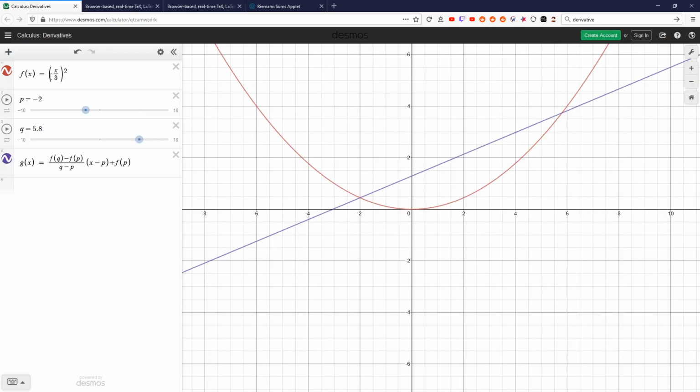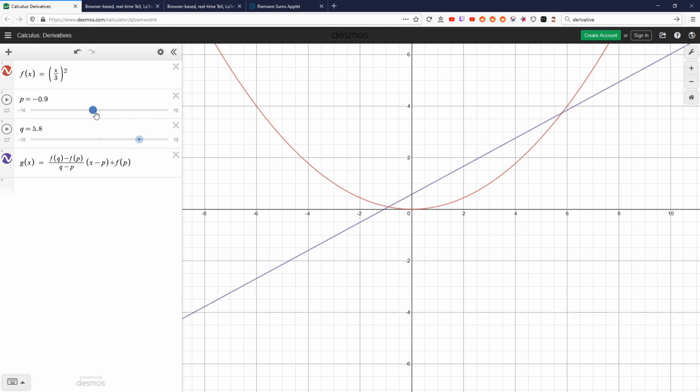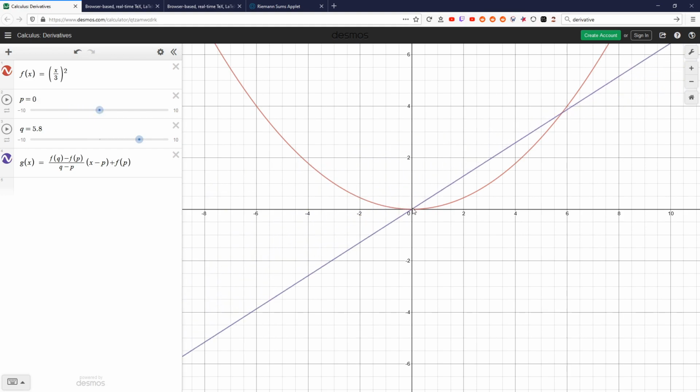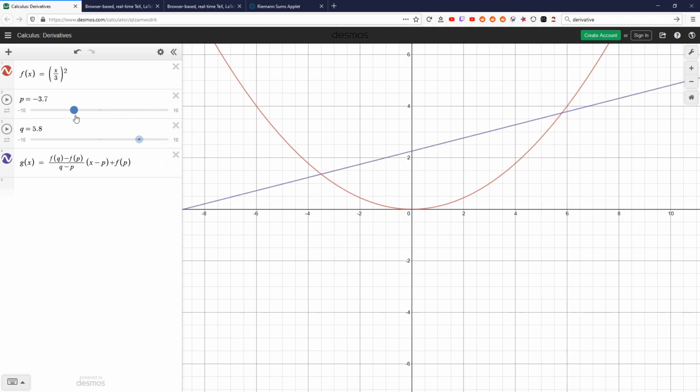So here, I have a function. This red line here is x over 3 squared. It's a nice parabola. And here I have P and Q. So P is this point over here. If I move P, I'm moving where I'm interested in taking the derivative. So this would be 0. I want the derivative here, or at a negative point, or at a positive point.